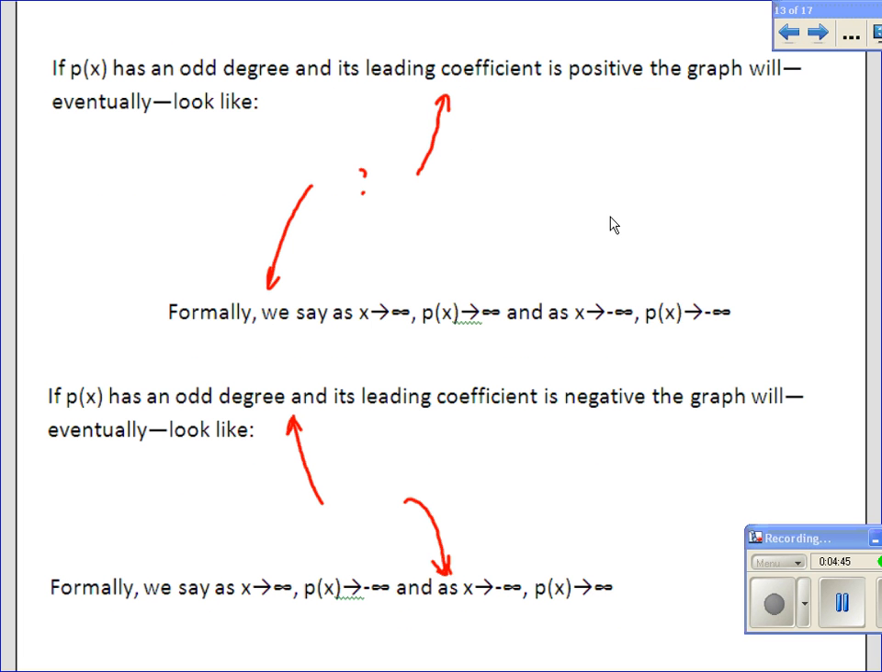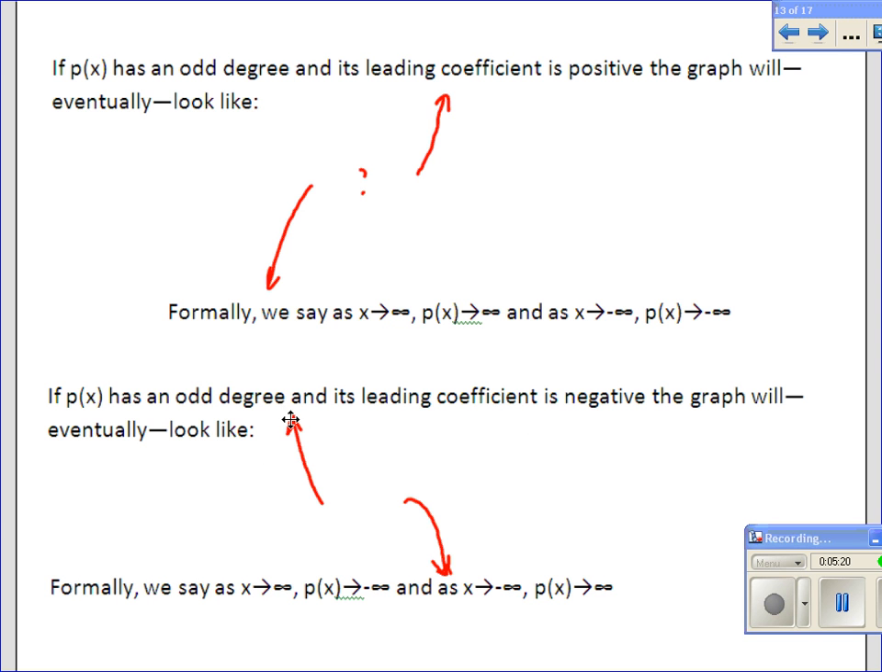Now if we have an odd degree, meaning the largest exponent on x is something like 3 or 5 or 1, and the leading coefficient is positive, the graph is going to look roughly like this, increasing to the right, decreasing to the left. Again, formally, as x approaches infinity, going off to the right, the y values approach infinity. But as x approaches negative infinity, the y values approach negative infinity. So it's decreasing on the left, increasing on the right, and might have some wiggles in between.